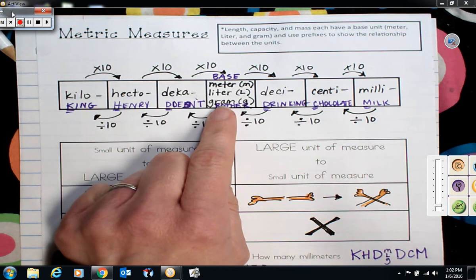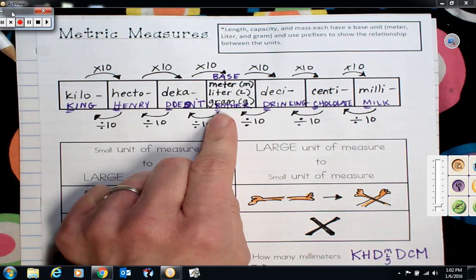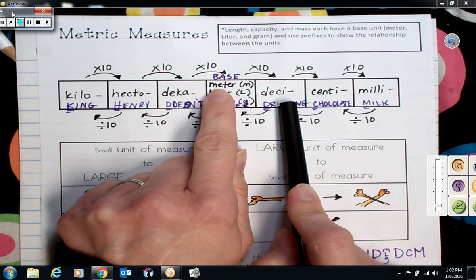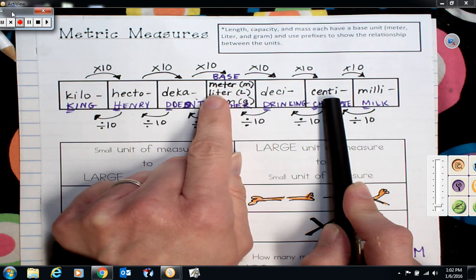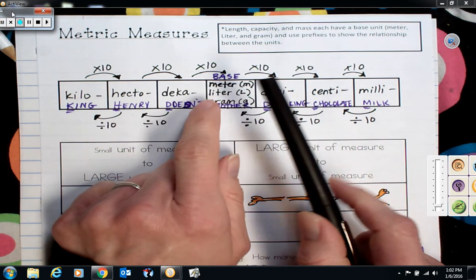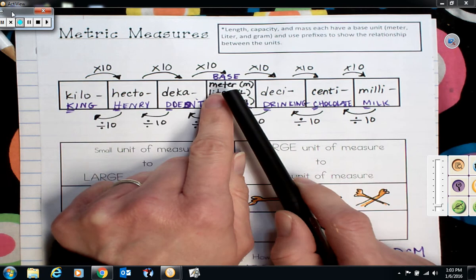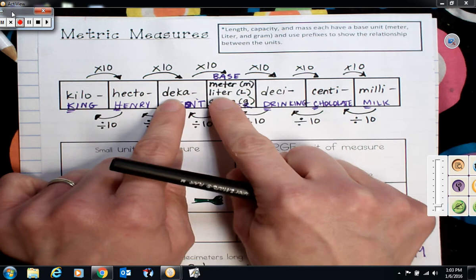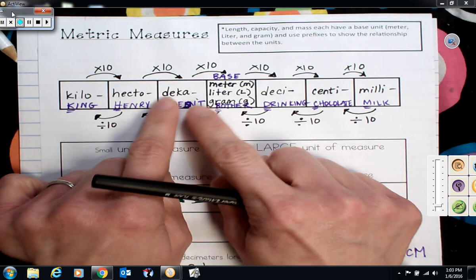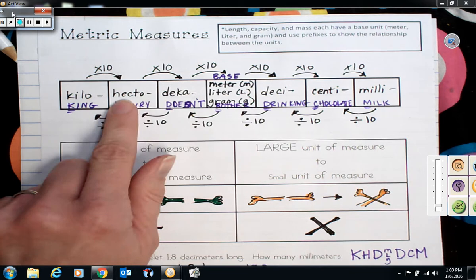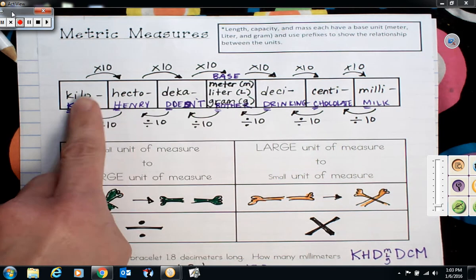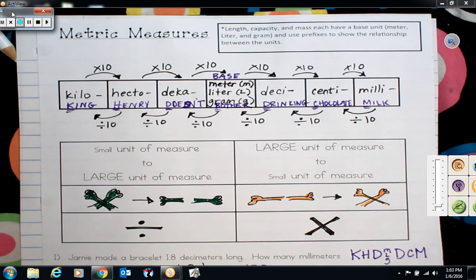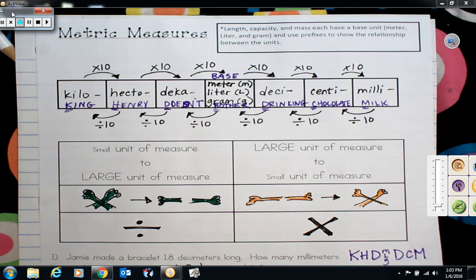And then each of those base units can have prefixes added to them, so that a decimeter is 1/10 the size of a meter, a centimeter is 1/100th the size of a meter, and a millimeter is 1/1000th the size of a meter. And same thing with the prefixes that make the unit larger: a decaliter is 10 times the size of a liter, a hectoliter is 10 times the size of a decaliter, and a kiloliter is 10 times the size of a hectoliter, which makes it 1,000 times the size of a liter.